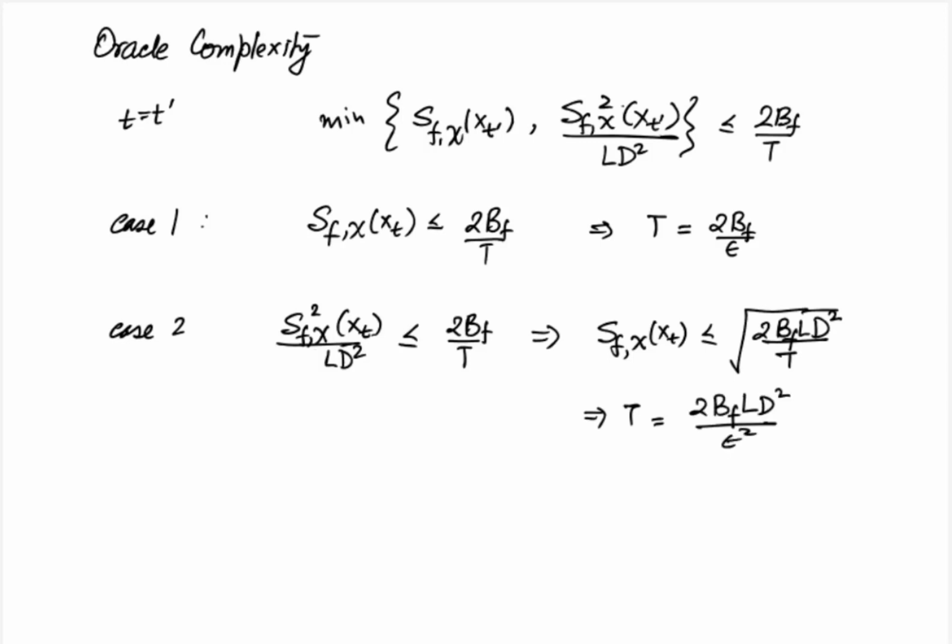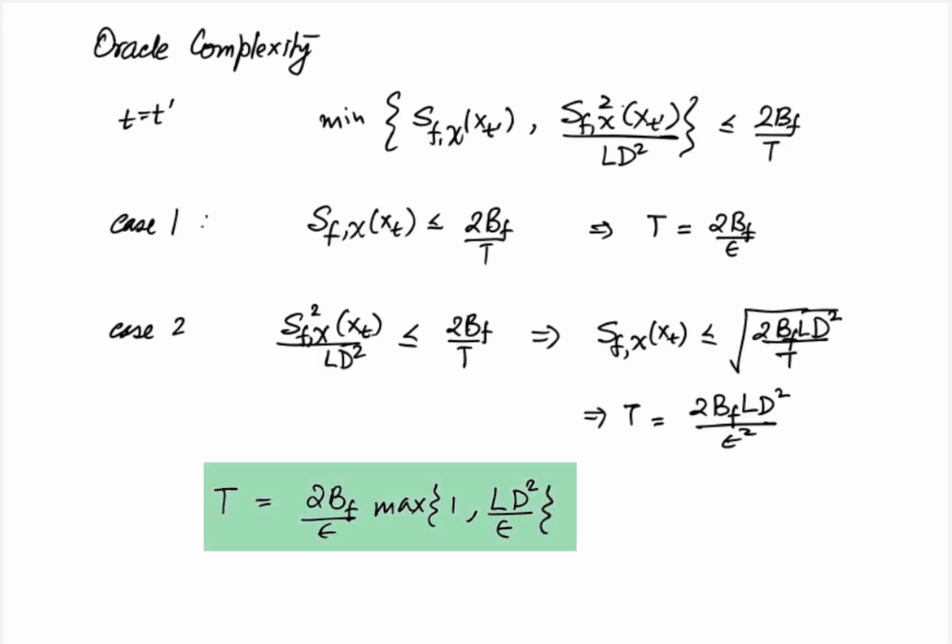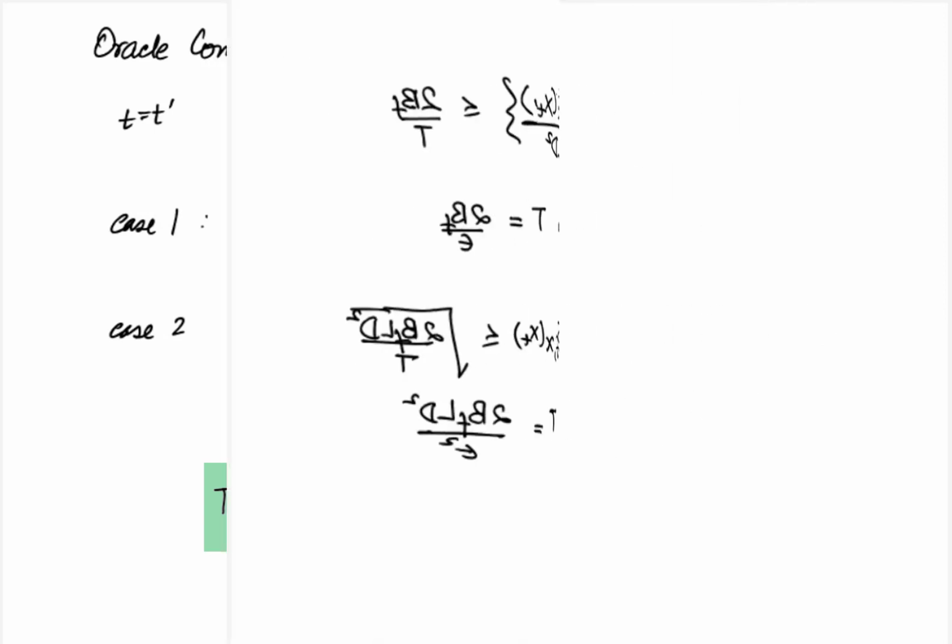So in general, the oracle complexity would be the higher of the two values, which is that T equal to 2bf by epsilon max of 1 comma ld square by epsilon, which is the required result. Note that for epsilon small, always the second term will be higher. So this oracle complexity is also order 1 by epsilon square as earlier obtained. So with that we have derived all the results for the Frank-Wolfe algorithm.